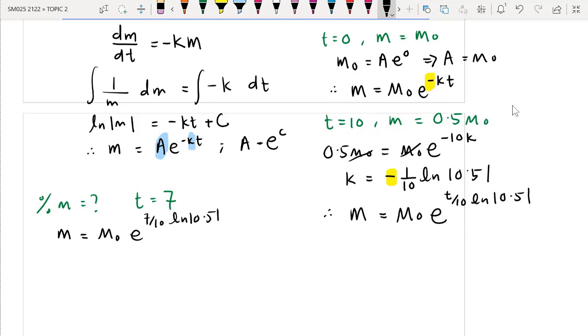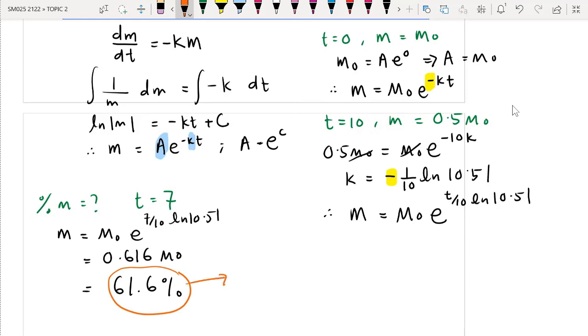So straight away, just calculate it using your calculator. We will get 0.616 M0. But this is just a mass. We have to find the percentage. So just convert it into percent form. So we will get 61.6%.